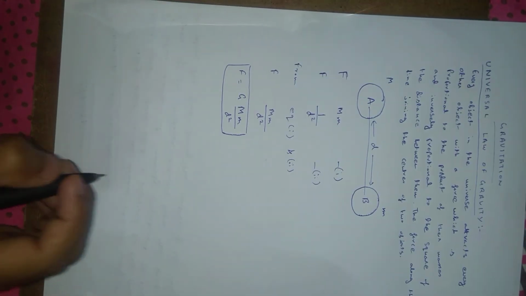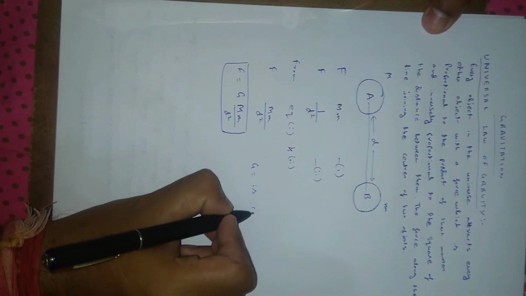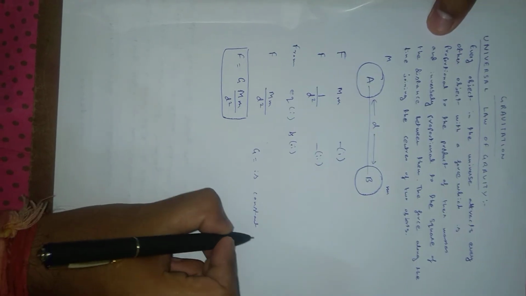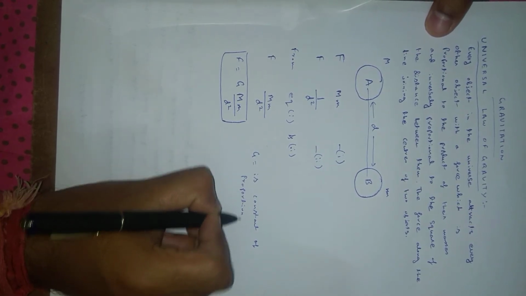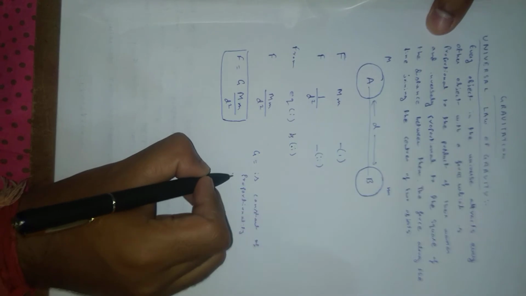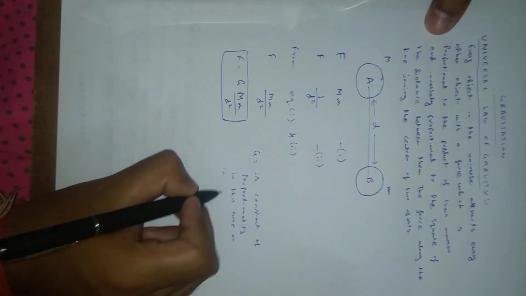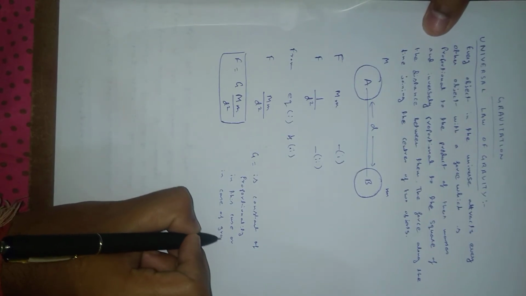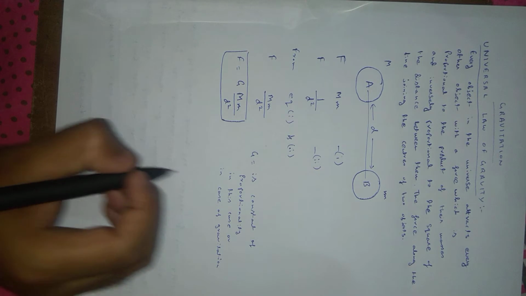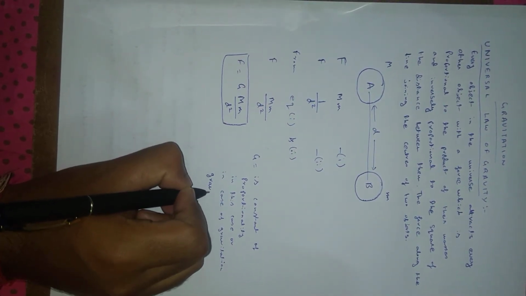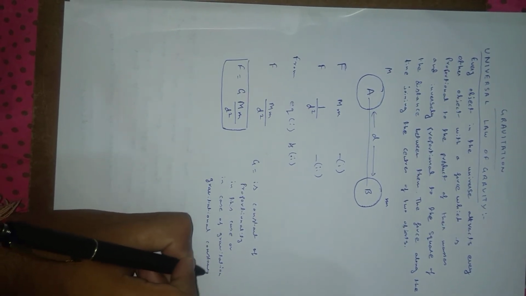So what is G? G here is a constant of proportionality. In the case of gravitation, it is called the gravitational constant.